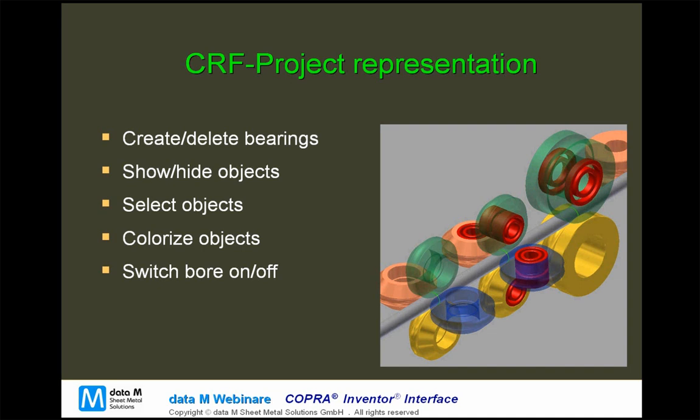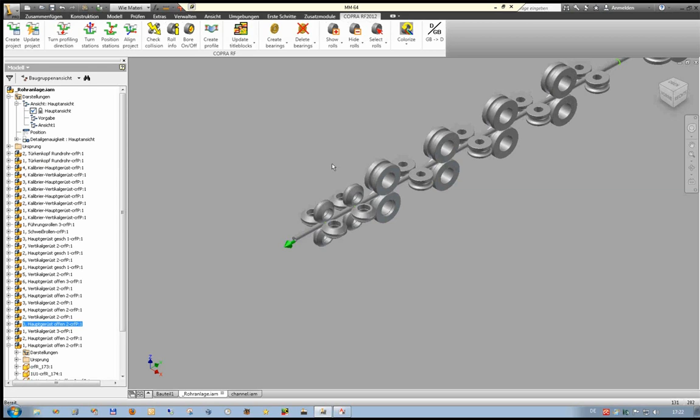Then for you it's not necessary to see the bore holes, and Inventor has to calculate all the faces and lines and whatever. So that will take a lot of power, and if you switch off the bore, you don't. Inventor is a little bit faster handling all this data.